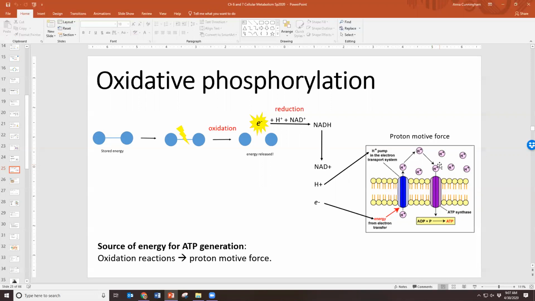And concentration gradients, because everything wants to be in equilibrium across a membrane, if you have a concentration gradient, that is a lot of potential energy. Again, think of all the water stored in Hoover Dam. That's a lot of potential energy. So what happens here is the electron transport chain generates a proton motive force. It pumps all the hydrogens to one side of a membrane, so you have a concentration gradient of hydrogens.